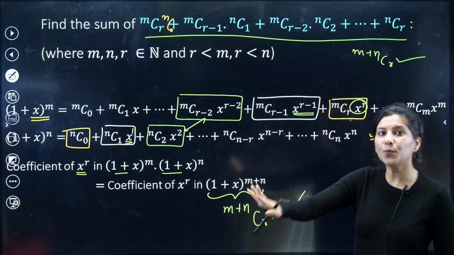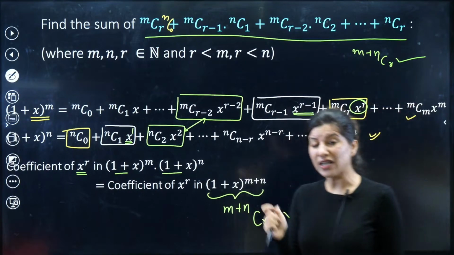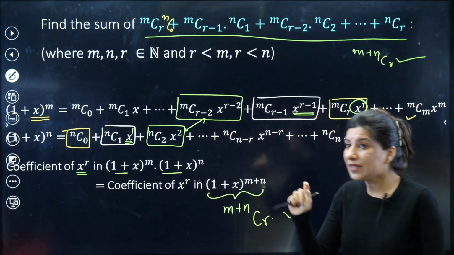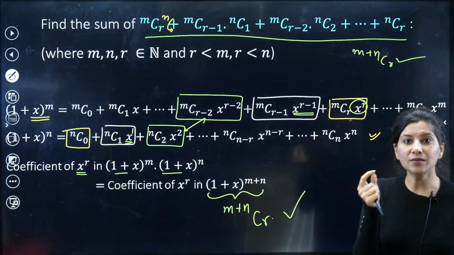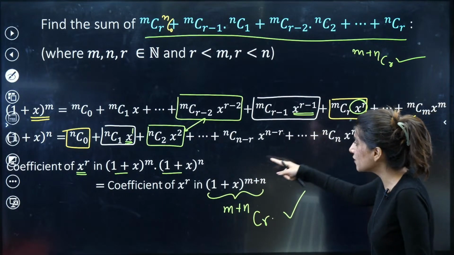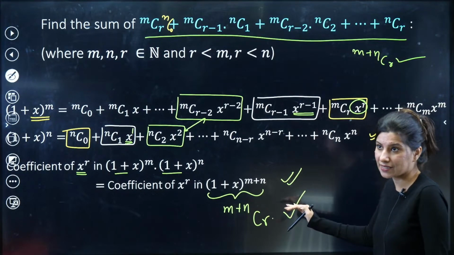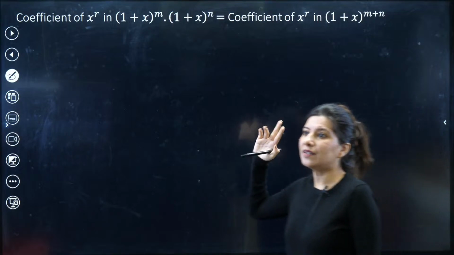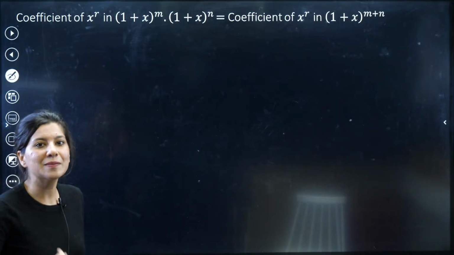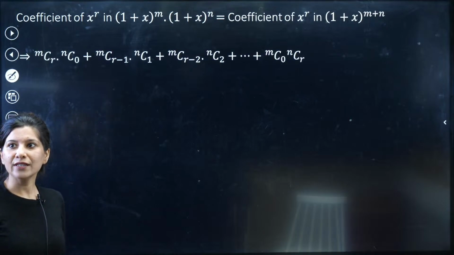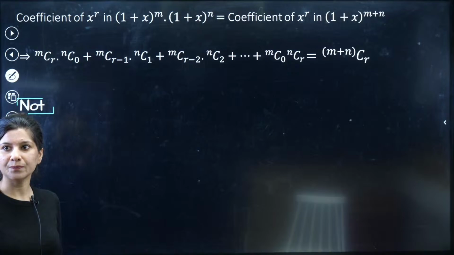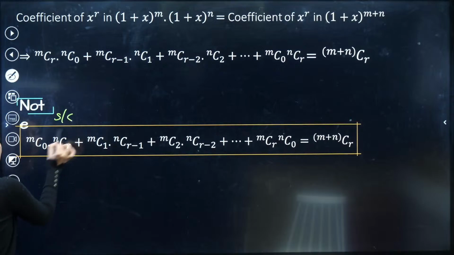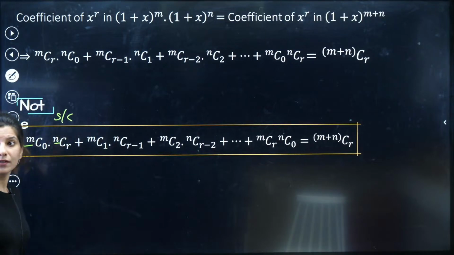It's not that you have to do the proof in the examination, but JEE Advanced will test the fundamentals. They will give something with a twist and make you write the expansion, so you should remember how to obtain this sometimes. Sometimes the shortcut can be applicable as well, but the fundamentals should be clear. That's why I am spending so much energy. So the final answer is m plus n CR. The shortcut is this: m plus n CR.